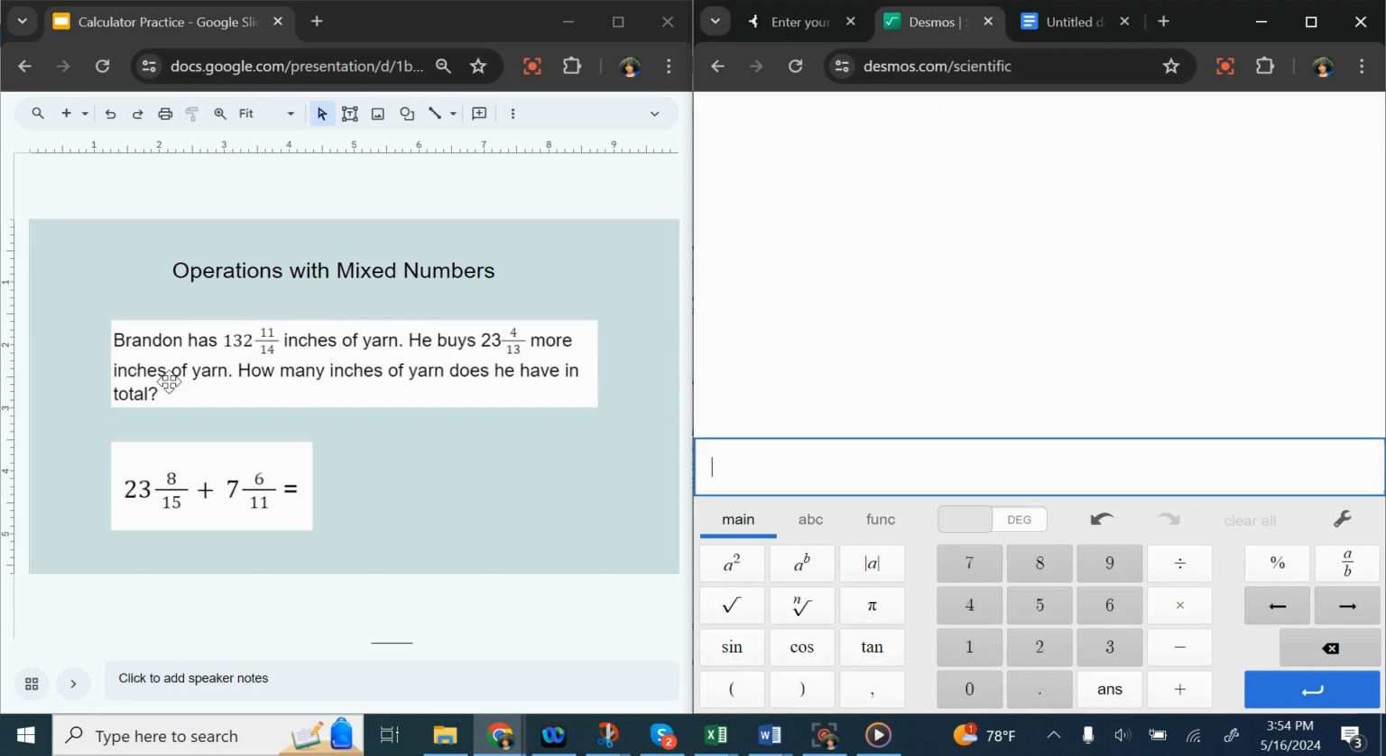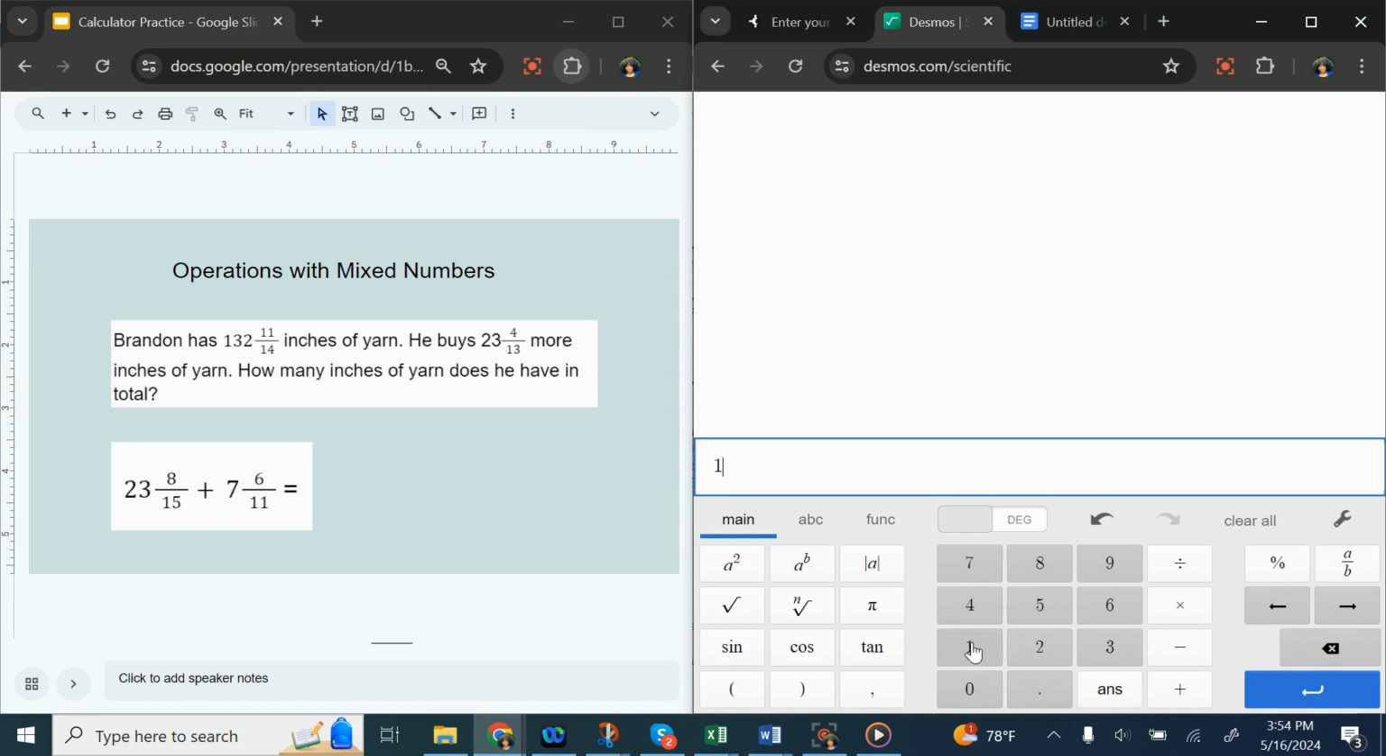It says, Brandon has 132 and 11/14 inches of yarn. He buys 23 and 4/13 more inches of yarn. How many inches of yarn does he have in total? Okay, so let's go ahead and work through this. First one is 132 and 11/14 inches. These are not fun numbers to say. Okay, so we need to type that in there.